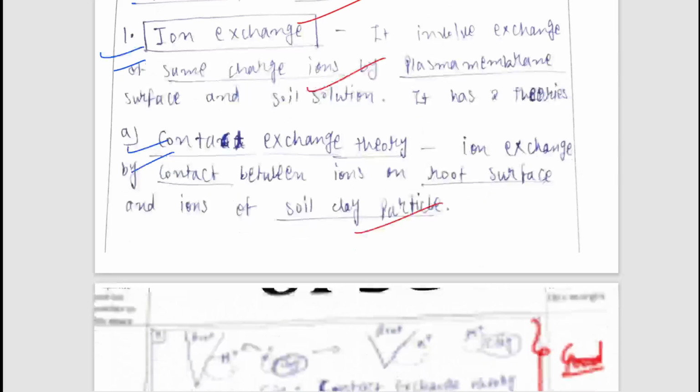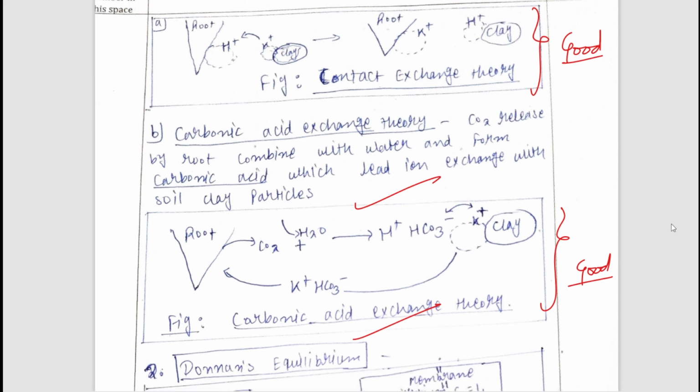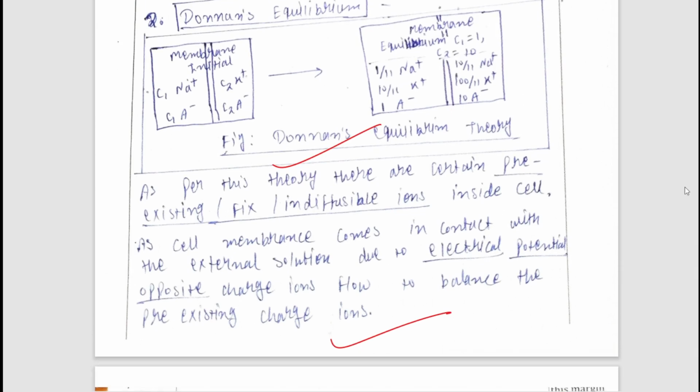You can pause and read it, and you can see how nicely diagrammatic view has been given. So these things, when you add diagrams to your answer, that generally enhances your answer, and the student has added the diagram very nicely. Everything is neat and clear, so well written. Then carbonic acid exchange theory has been mentioned, then Donnan's equilibrium has been mentioned, and everything has been well described by the use of diagram.